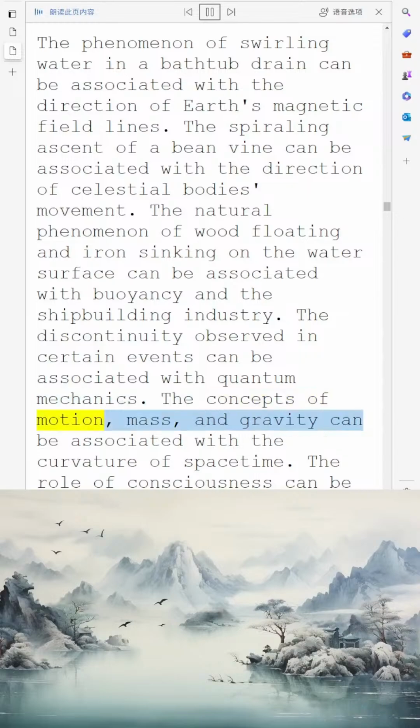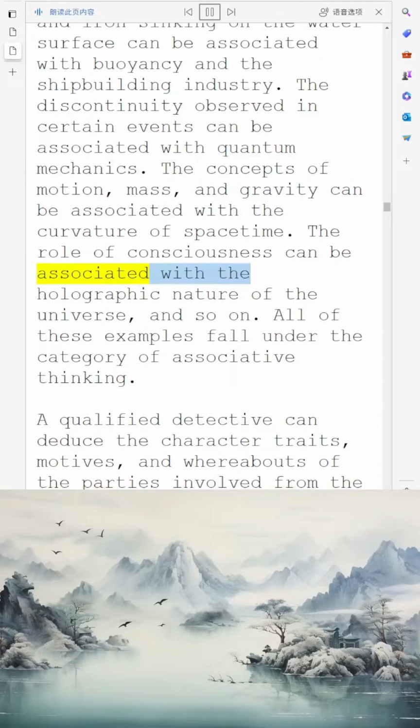The concepts of motion, mass, and gravity can be associated with the curvature of space-time. The role of consciousness can be associated with the holographic nature of the universe, and so on. All of these examples fall under the category of associative thinking.